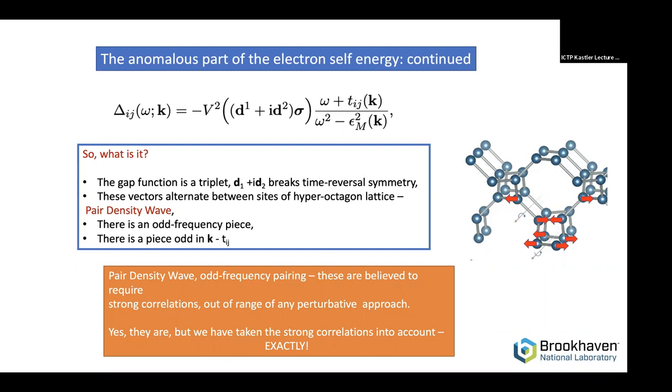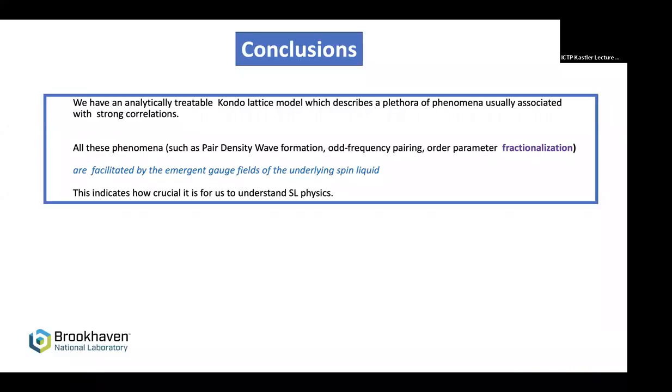Due to the fact that V carries charge e, in magnetic field there may be h over e vortices. This is another distinct feature of this phase. And I think I have said everything which I wanted.